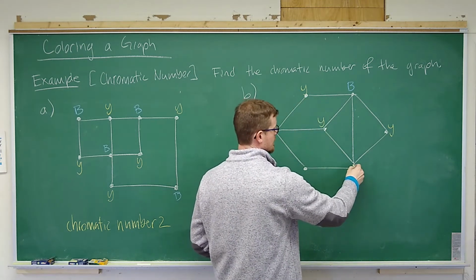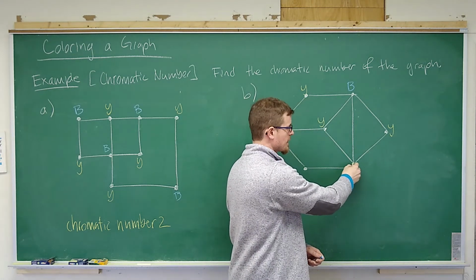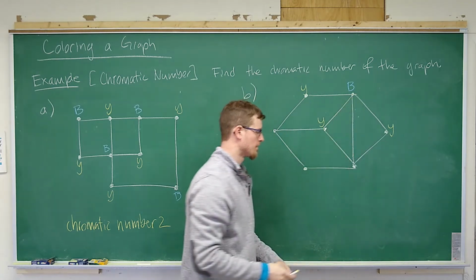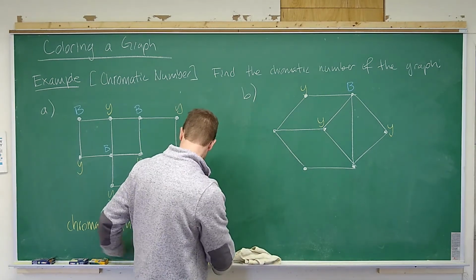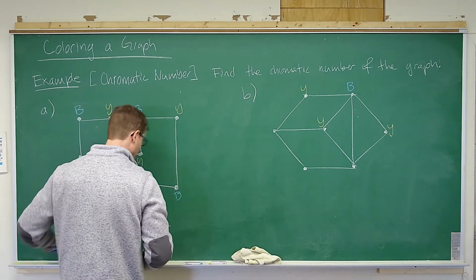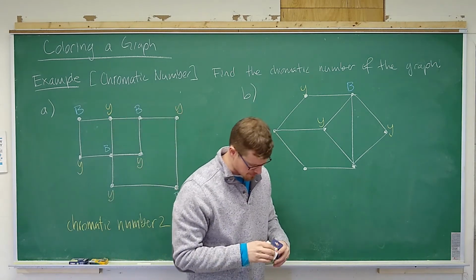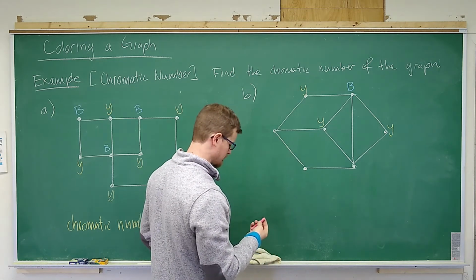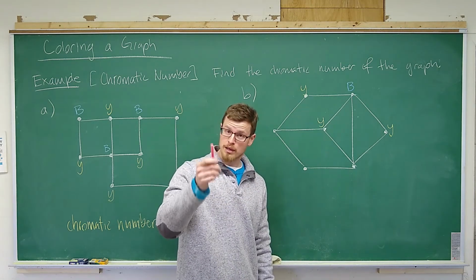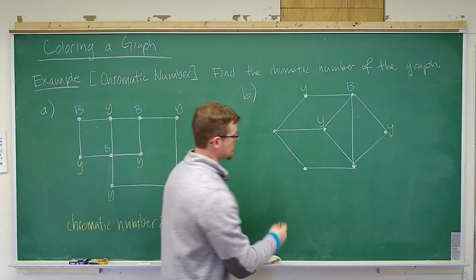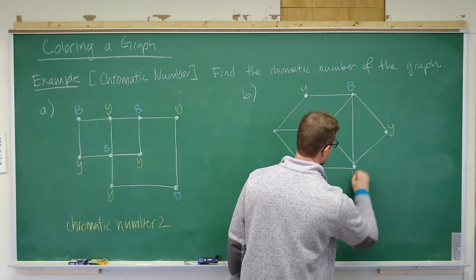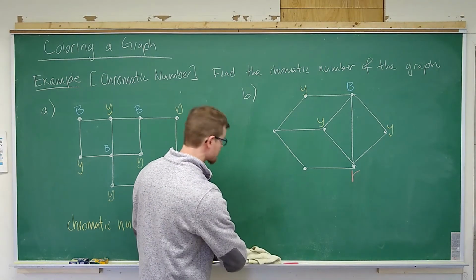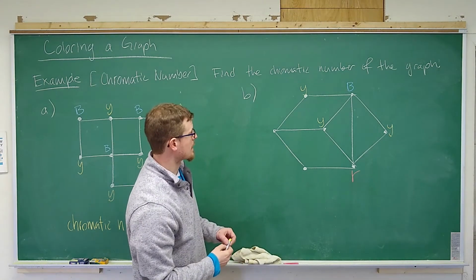But once we get to here, this vertex is adjacent to both of those and to this one. So we actually need another color. Let's see if I can find a different color to use here. All right, now the question is, is this pink or is this red? We'll call it red, but we need a third color. And we can continue coloring now.